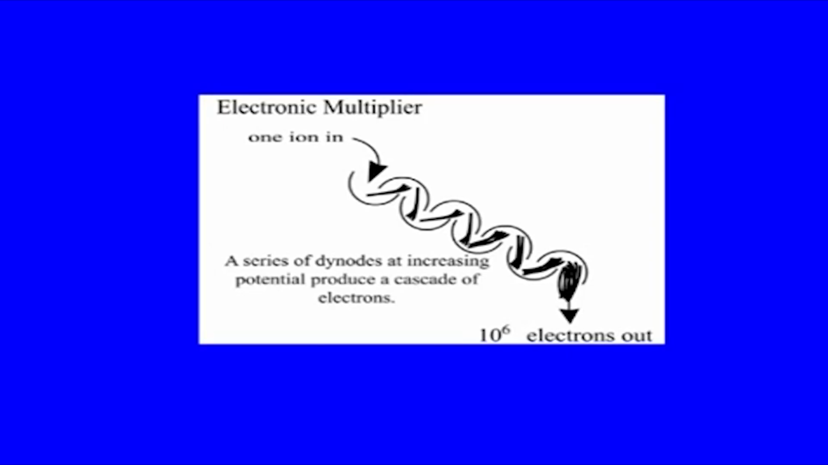So, if you see here, this is the electron multiplier. One ion comes in here, and then through a series of diodes at increasing potential it produces a cascade of electrons, and you get a very high signal here. Then there is a Faraday cup.